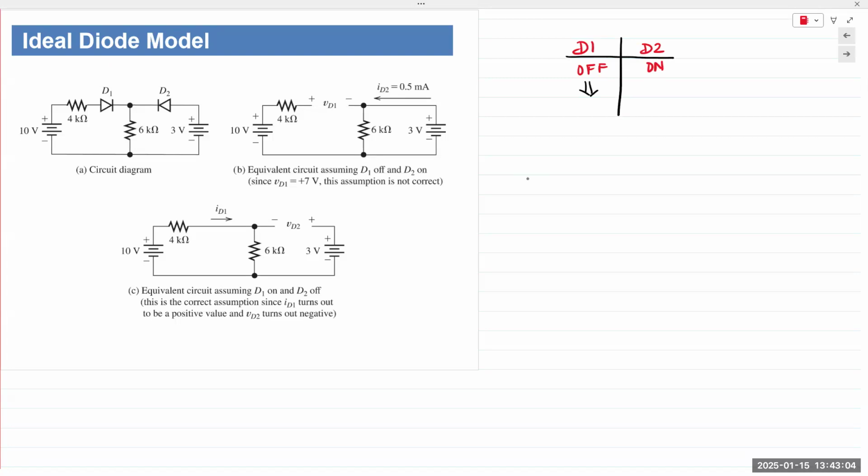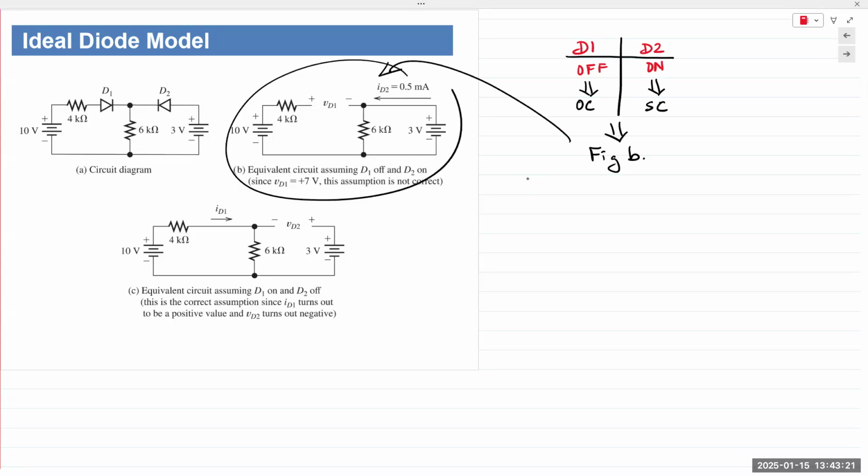That's the case. D1 is replaced with an open circuit. D2 is replaced with a short circuit, which is illustrated in figure B. The assumption is that D1 is off and D2 is on. So you replace D1 with an open circuit, and D2 is a short circuit.